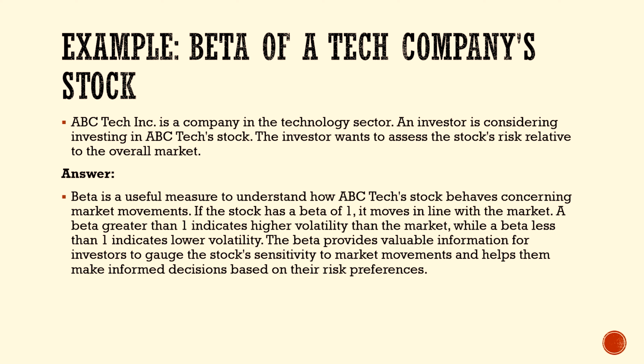If a stock has a beta of 1, it moves in line with the market. A beta greater than 1 indicates a higher volatility than the market, while a beta less than 1 indicates lower volatility. The beta provides valuable information for investors to gauge the stock sensitivity to market movements and helps them to make informed decisions based on their risk preferences.